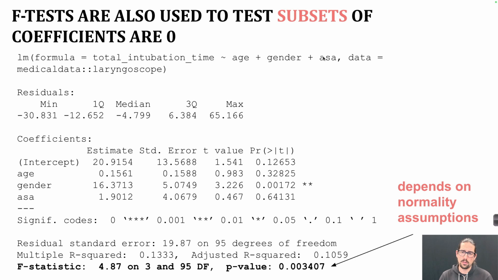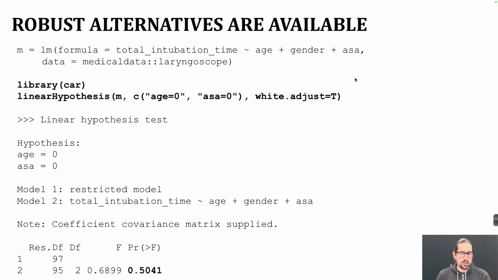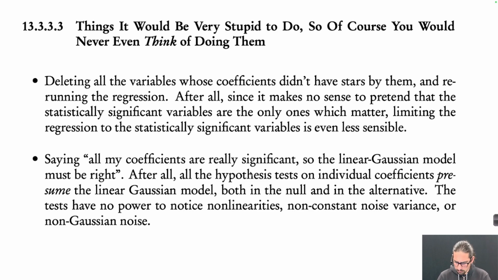You can also test for subsets. I'm not going to show you here, but you can ask, okay, are age and gender 0, but ASA is not. You can do this much more robustly using other software. So here's one way to do it. This car package and this linear hypothesis function, you can just put in your model object, and you can put in what I want to test. Are both of these things 0? And here you can put white.adjust equals true to get the robust standard error version of this. And here you have the p-value testing this hypothesis. So that's pretty nice. So why do I show you this?